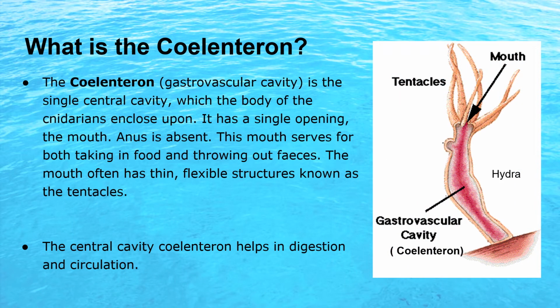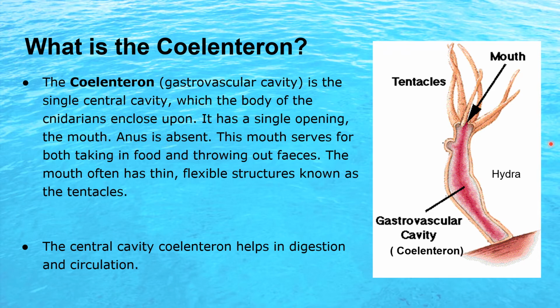Now let's look at the structure of cnidarians. First, let's look at the coelenteron. So what is the coelenteron? The coelenteron, or the gastrovascular cavity, is the single central cavity which the body of the cnidarians encloses. It has a single opening, the mouth.